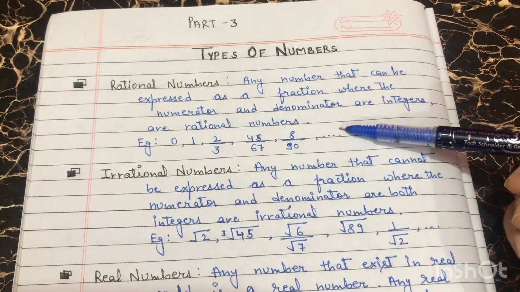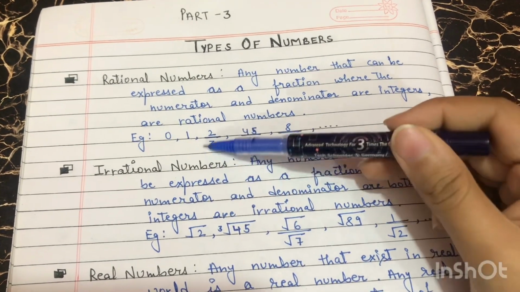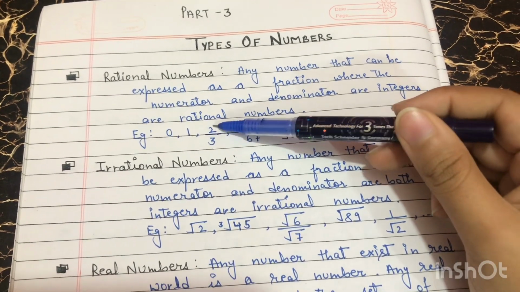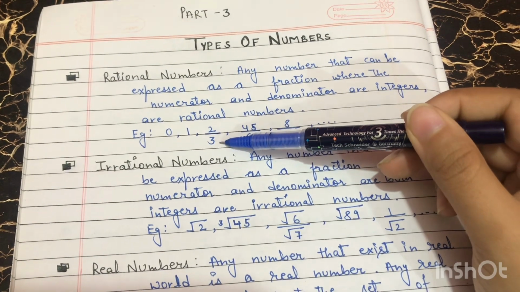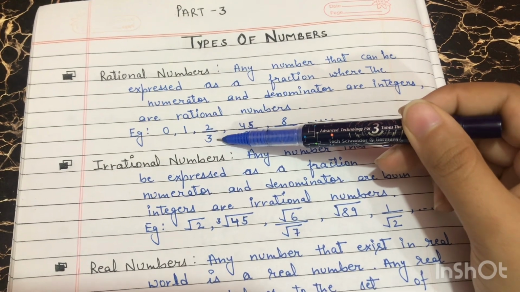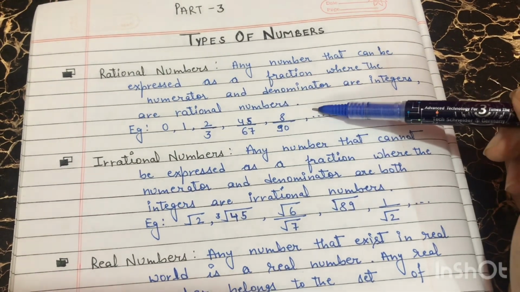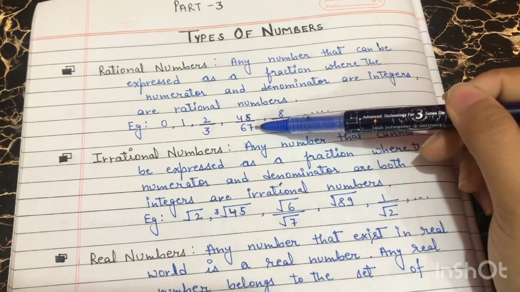The condition applied over here, which is not mentioned, is that the denominator should never be 0. You must be knowing that the upper part is the numerator and the part below is the denominator. So the condition here is that the denominator should never be 0. So rational numbers are the numbers which can be expressed in this form where the denominator is never 0.